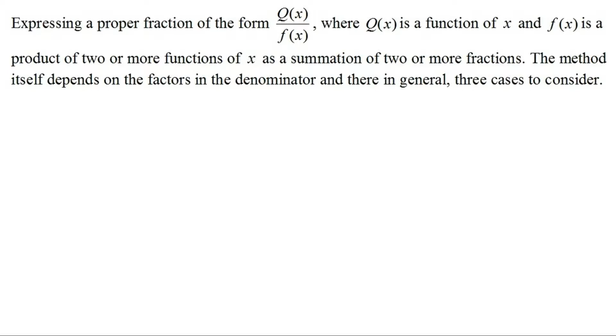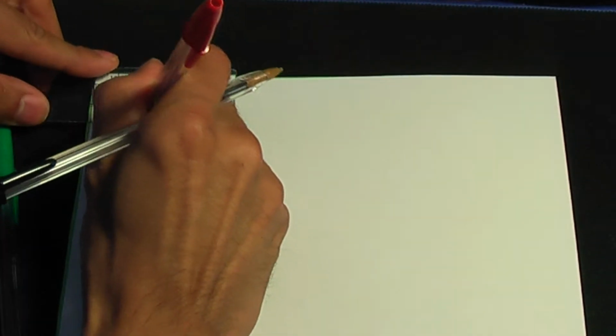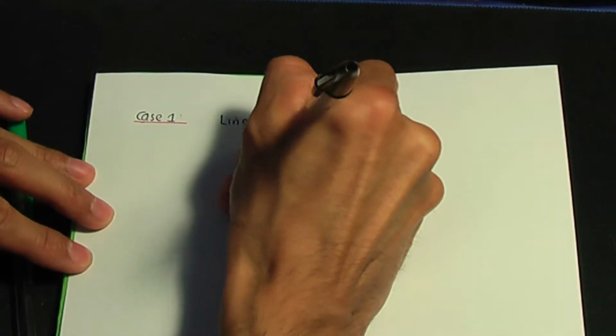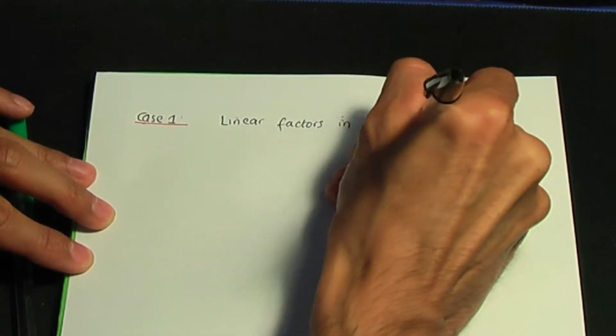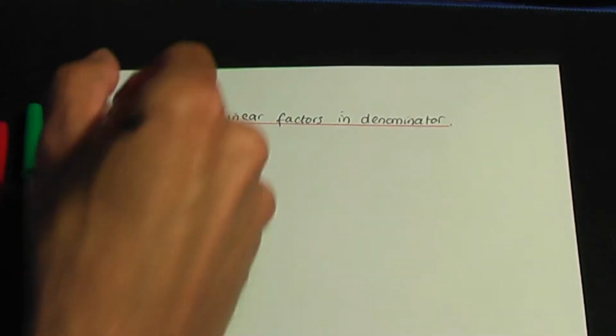So the method itself depends on the factors in the denominator, and I'm going to look at 3 cases. So let's go back to the paper and pen. The first case, so I'm going to call this case number 1. So let me take a red pen and a ruler. Now, case number 1 is the case whereby you have linear factors in the denominator. Okay, so let me go through an example to show you what a case number 1 problem looks like.